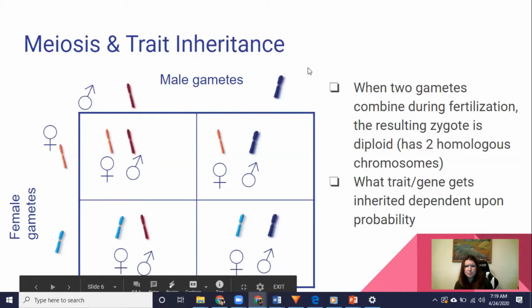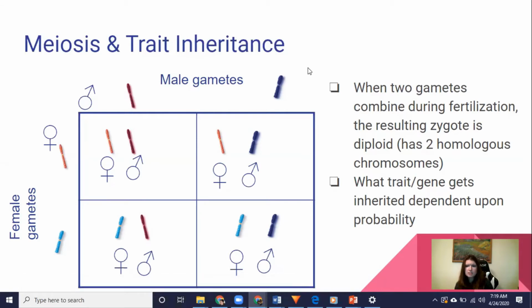That's what we're doing when we're making a Punnett square. It's just usually we're looking at a specific trait, but what we're really tracking is just all the possible zygotes that could be formed when those 2 gametes come together. Okay. So what trait or gene someone inherits is going to be dependent upon probability, because all a Punnett square is showing you is all the possible choices.